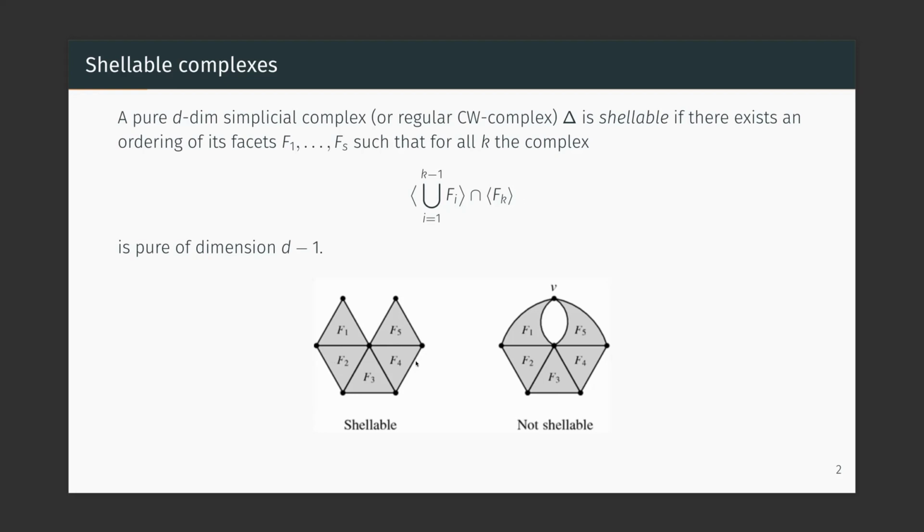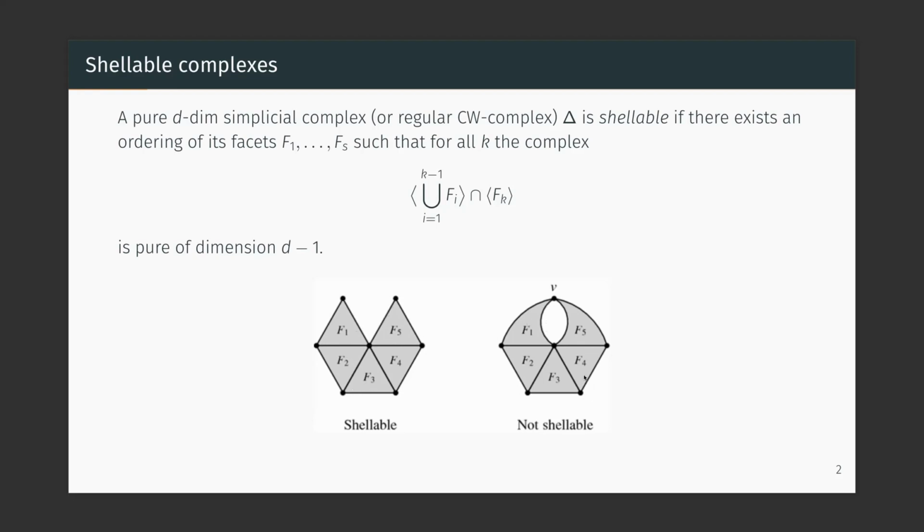I think a picture kind of explains this if you haven't seen it before. So here's an example of a shellable complex with a shelling order. So here's F1. And the idea now is I have to add these facets so that they intersect in a one-dimensional pure simplicial complex. So F2 gets added, F3 gets added. Every time I add it, I intersect in a one-dimensional thing. I can actually add another one here, right? And that would intersect in a one-dimensional thing.